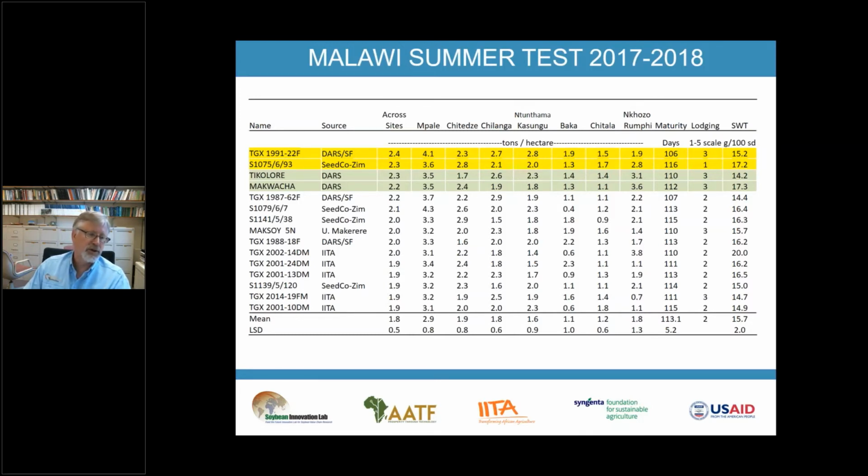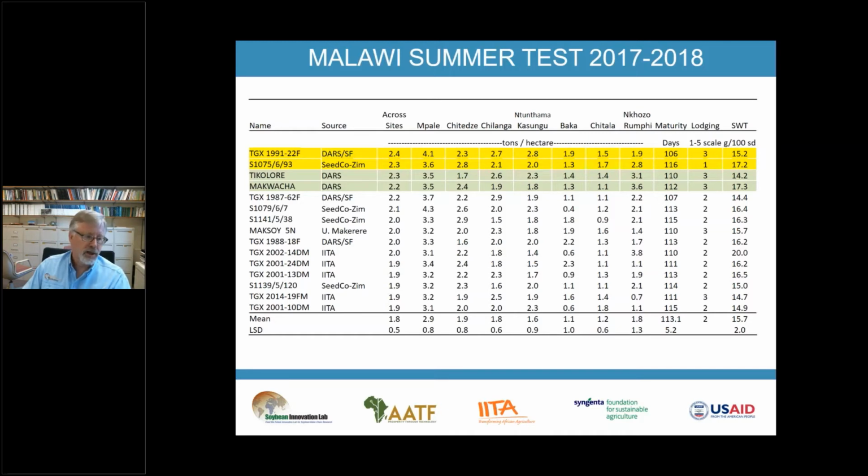So this first table shows the Malawi summer test 2017 to 2018. What you can see in this test, the top yielding line is TXG 1991-22F, which was developed by IITA. And this was followed by a line developed by Seedco. Both of these lines are highlighted in yellow.